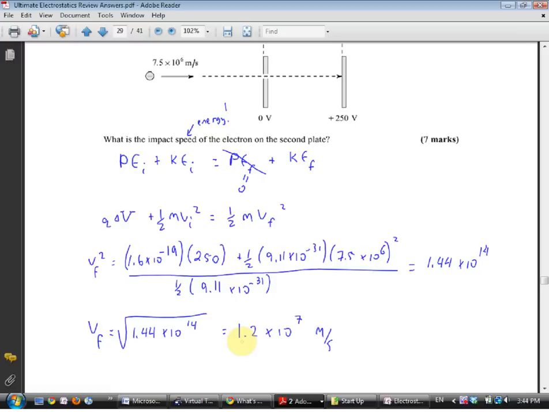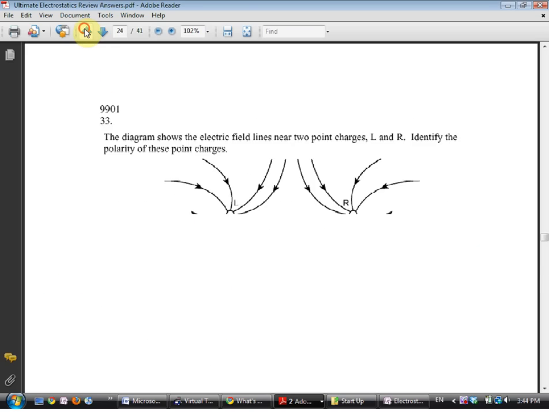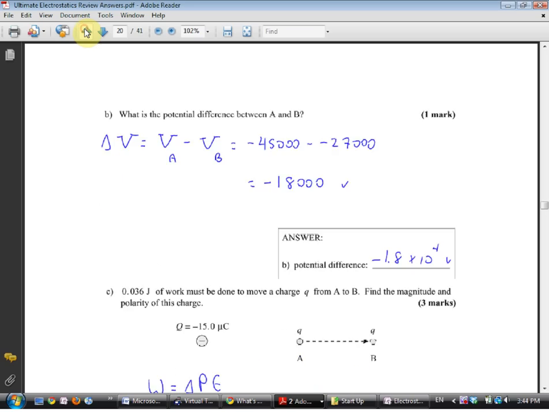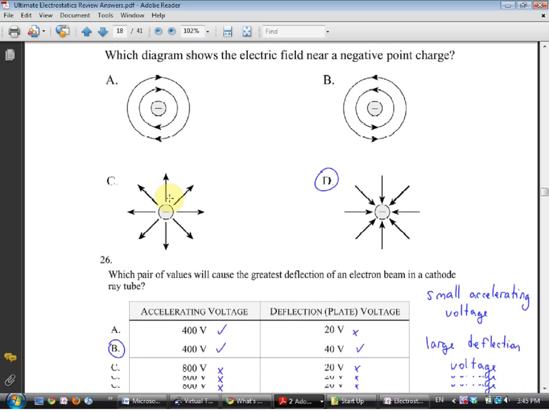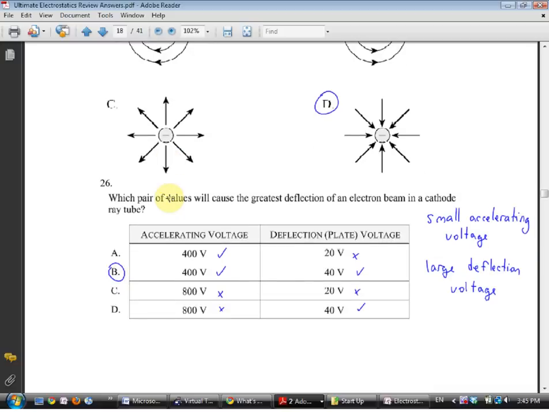Any others? 26? See ya, see ya. Oh, cathode ray? Were you here for the cathode ray tube lesson when I... Were you here for lesson... Because you missed one day, I thought, didn't you? Okay.